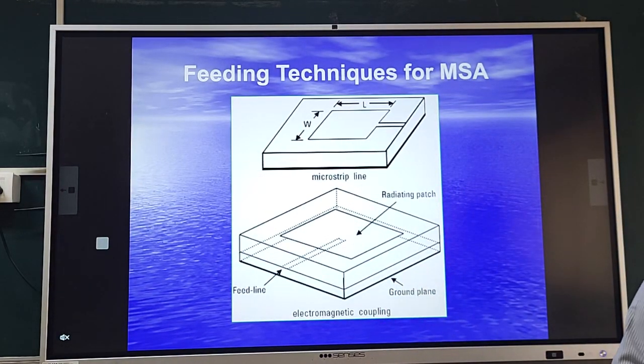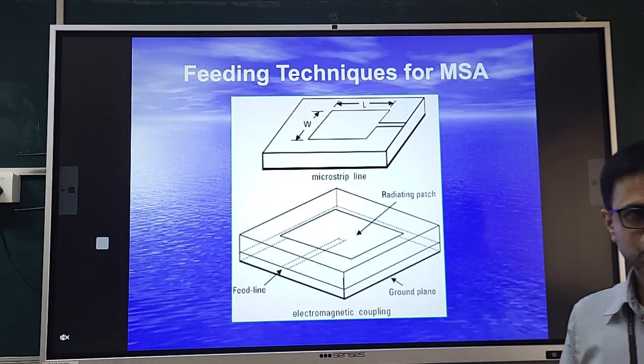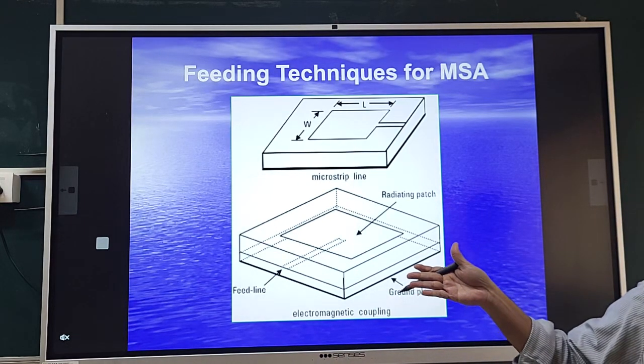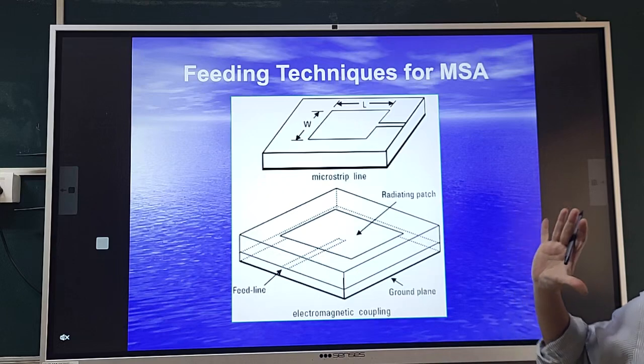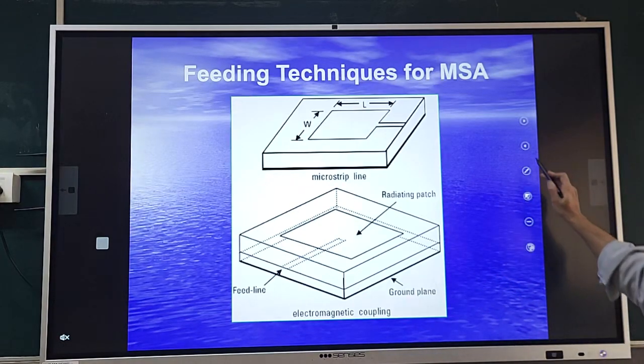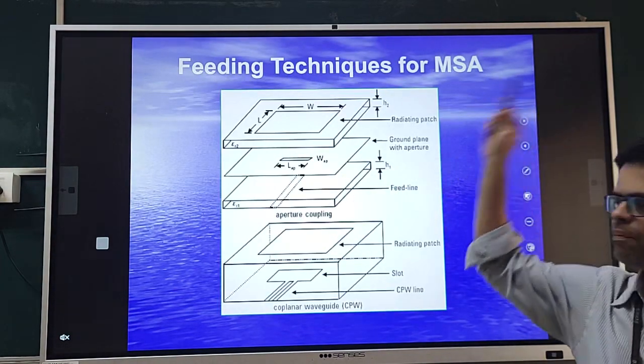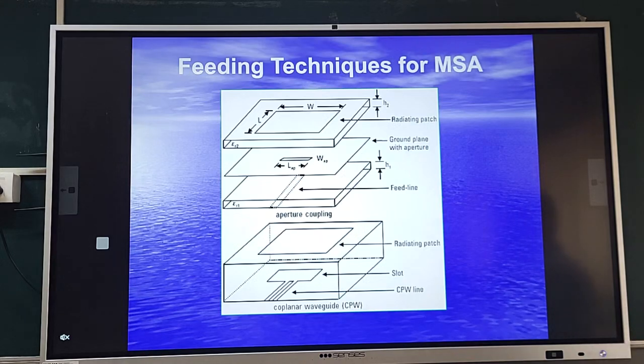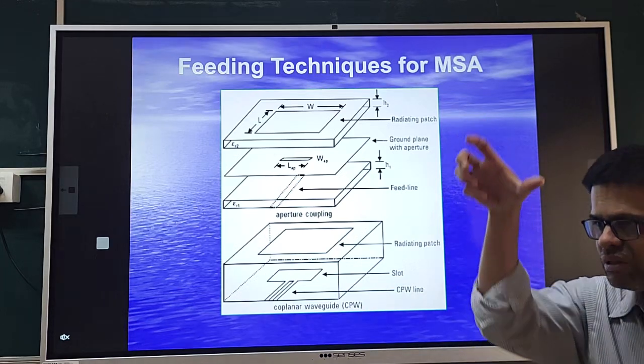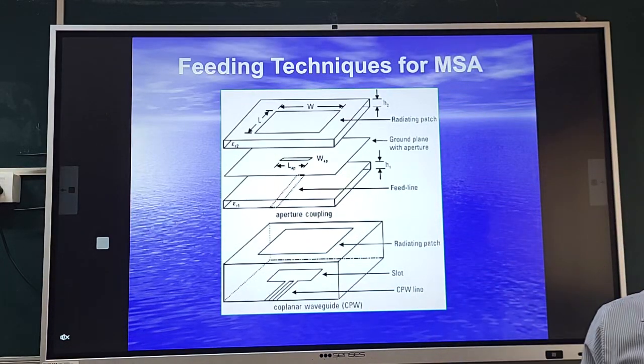So I now need to do something with the ground plane position so that complete isolation of the two substrates is possible, and that is what is done in the aperture coupled technique. This is the last feeding technique that we have. Of course, there are different feeding techniques available, but with respect to the syllabus and the topic, these are the very commonly used feeding techniques.